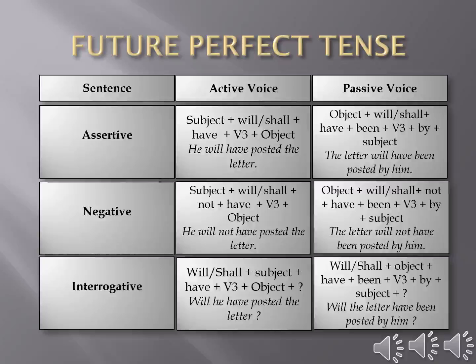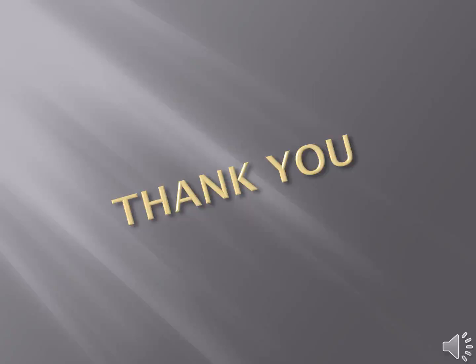Just notice one thing in the examples that we are using the word been, B-E-E-N. We are using it before the third form of verb, which is actually the rule of passive forms of perfect tenses, as we have used it in the present perfect and the same in the past perfect. So this was the rule. I hope you have understood these rules.